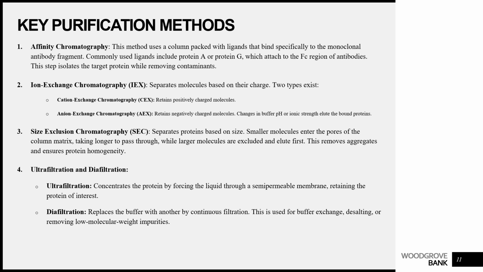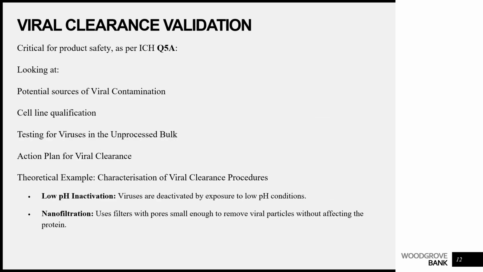When you exchange buffers, you can actually inactivate certain viruses, and of course you do need to validate and describe that as part of your characterization in terms of your viral characterization. But just bear that in mind. And so your viral clearance validation, again, is critical for your product safety. With regards to ICH Q5A, you want to be looking at the potential sources of viral contamination. You want to look at your cell line qualification, your testing for viruses in the unprocessed bulk, and your action plan for viral clearance. You need to be able to validate your viral clearance, or at least qualify or characterize it.